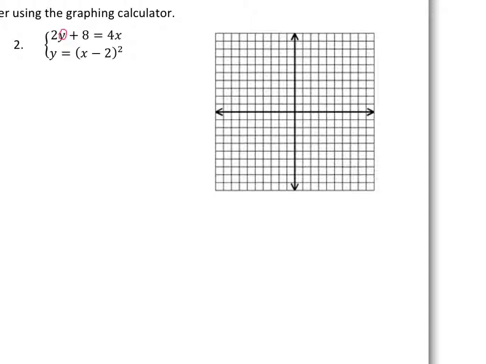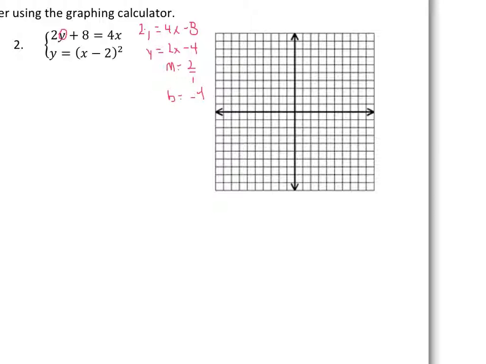So I'm going to subtract my 8, which is going to give me 2y equals 4x minus 8, and then I'm going to divide by 2, so I'm going to have y equals 2x minus 4. Okay, so my slope is 2, which is 2 over 1, and my y-intercept is negative 4. So let's graph that first.